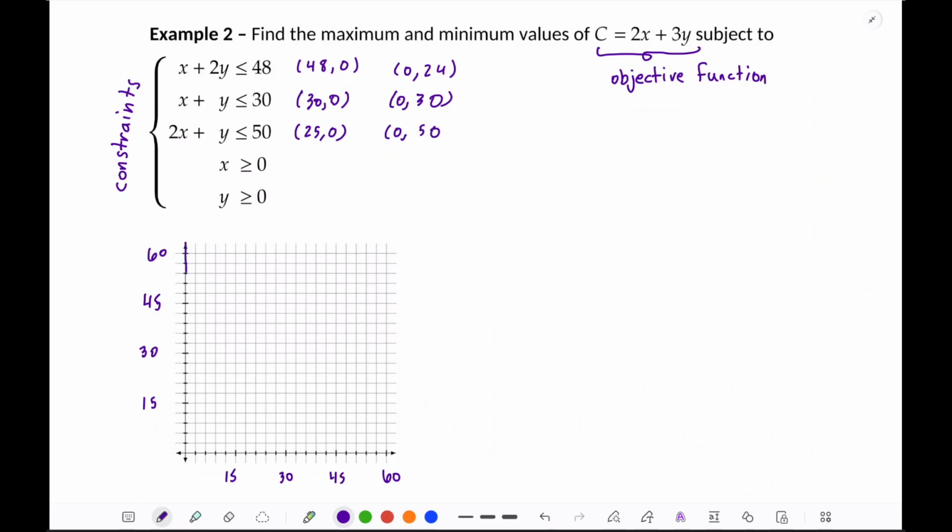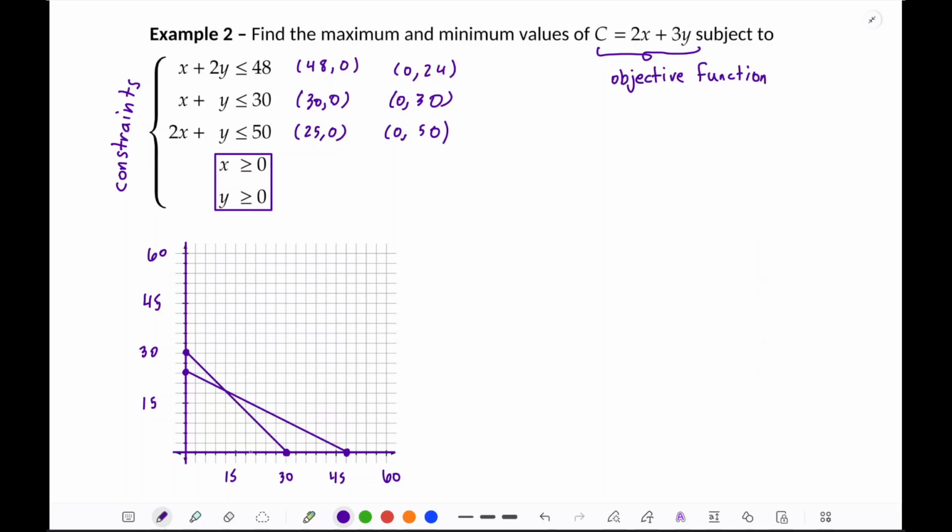Now x greater than or equal to 0 is our vertical line. Y greater than or equal to 0 is our horizontal line. Again, these two are just telling us we're in the first quadrant. Well, now 48, 0 is right there. 0, 24 is right there. And connect them. Then we've got 30, 0 and 0, 30. And connect them.